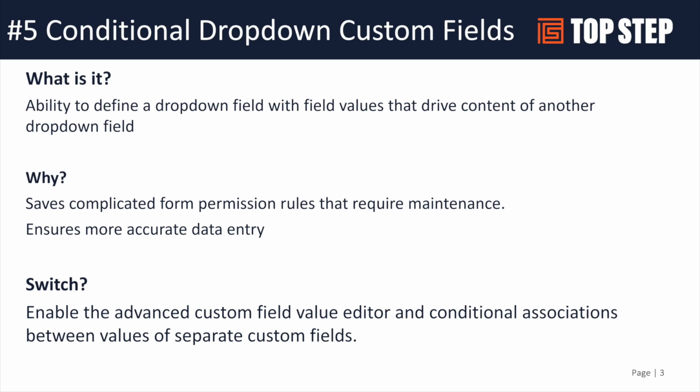You can define a drop-down field with field values that drive the content of another field. So basically, you can build a tree, like a hierarchy almost, where you can say these values, and then these values are picked. These values become available in a secondary field. So on the next slide, I'll show you what that looks like.